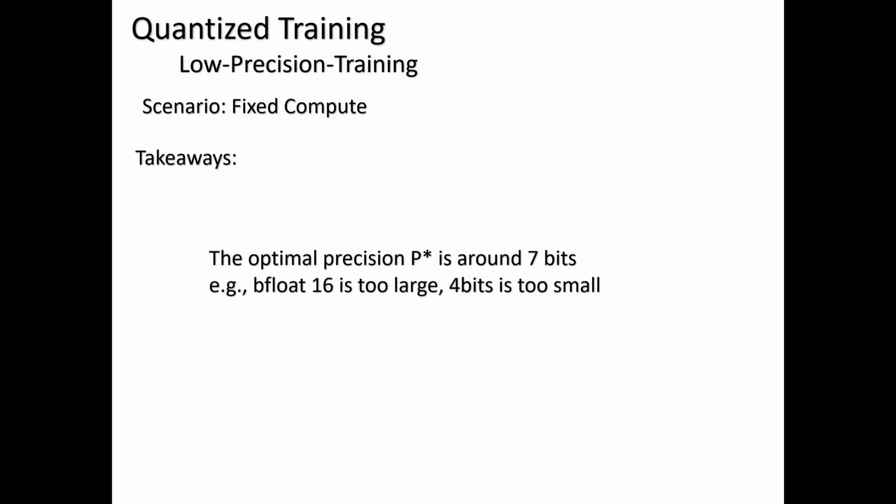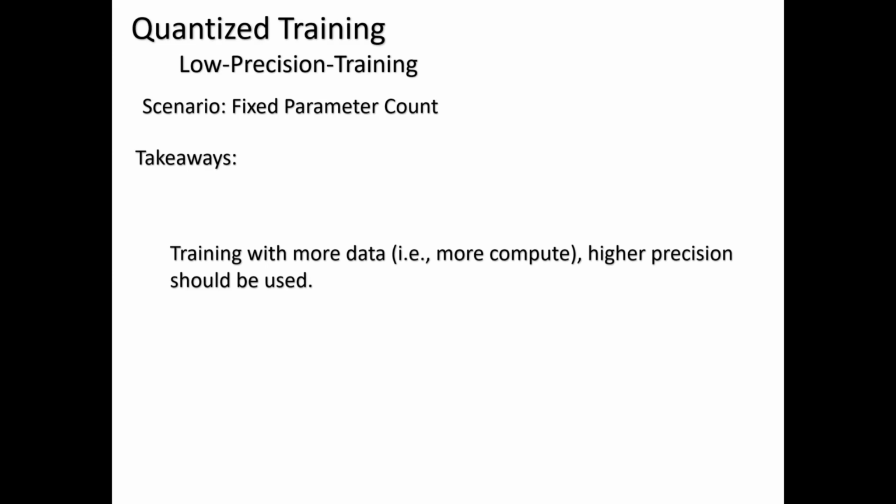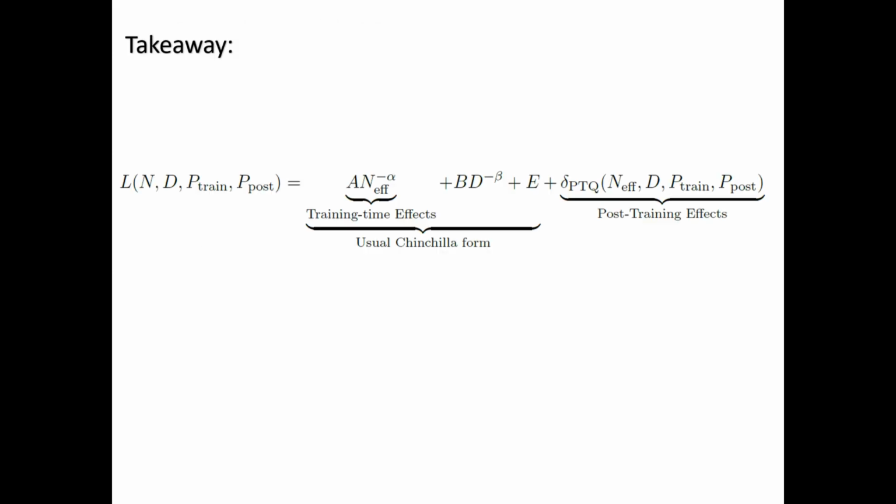And the next scenario is to fix only the parameter count, meaning the model size. Then the takeaway is that when you are training with more data, you should use higher precision. This is intuitively similar to the previous takeaways. And here is the last takeaway.